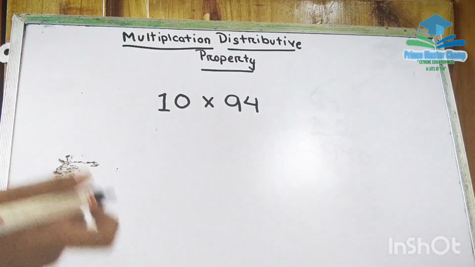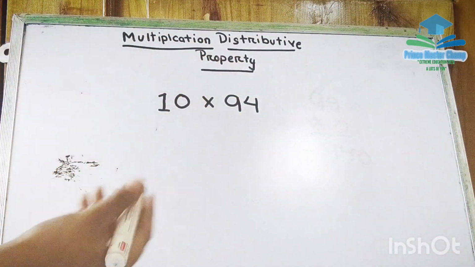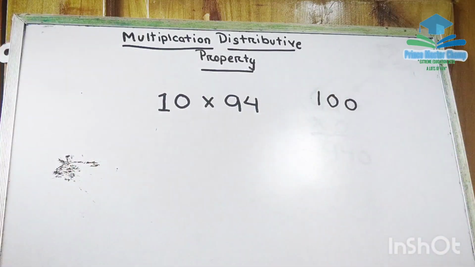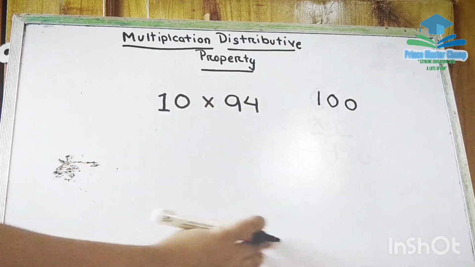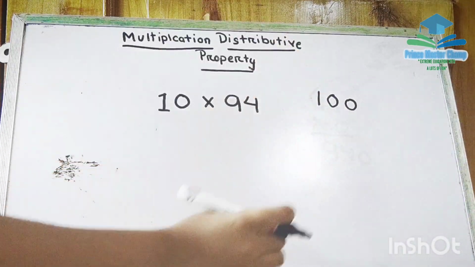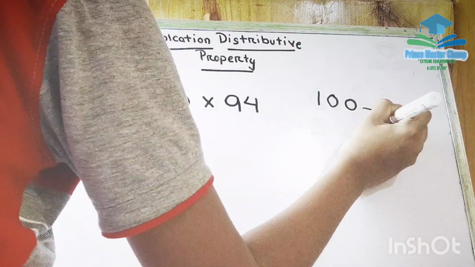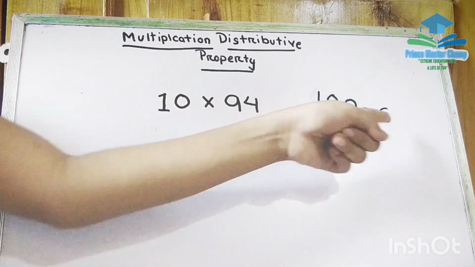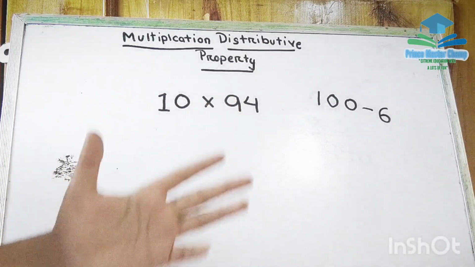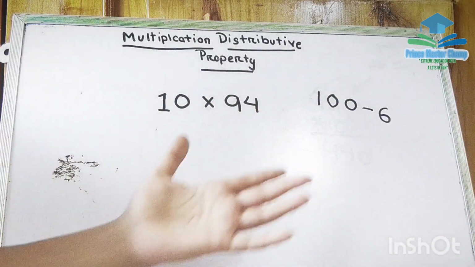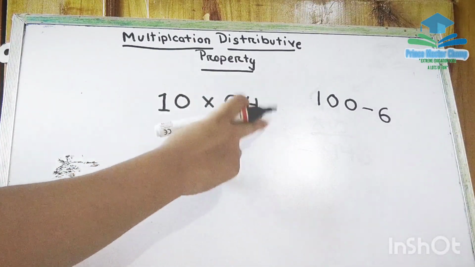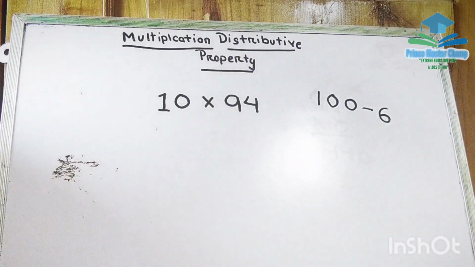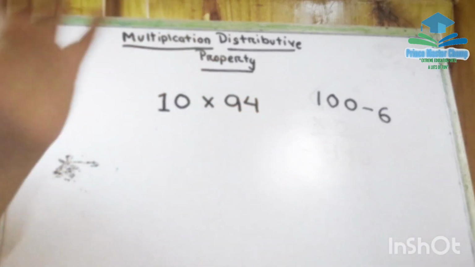This 94 can also be written as 100, but not exactly 100. We also need to subtract 6. So now we have got 94. 100 minus 6 is how much? We will get our answer as 94. So 94 can also be written as 100 minus 6, because 100 minus 6 is 94 itself.